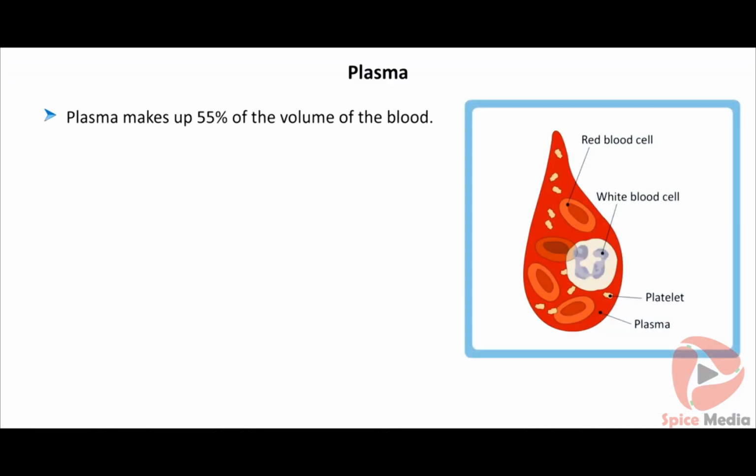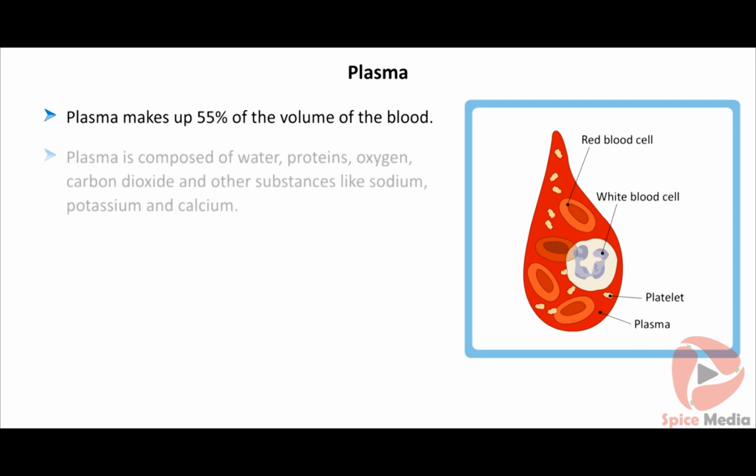Plasma makes up 55% of the volume of the blood. Plasma is composed of water, proteins, oxygen, carbon dioxide, and other substances like sodium, potassium, and calcium.